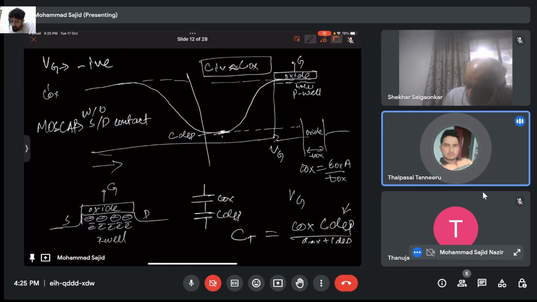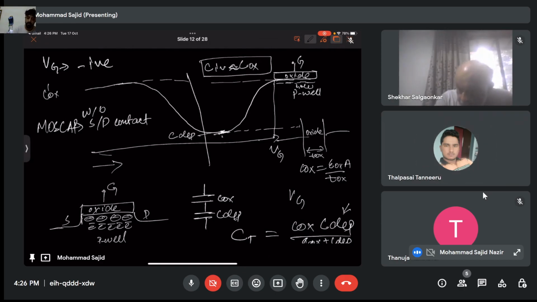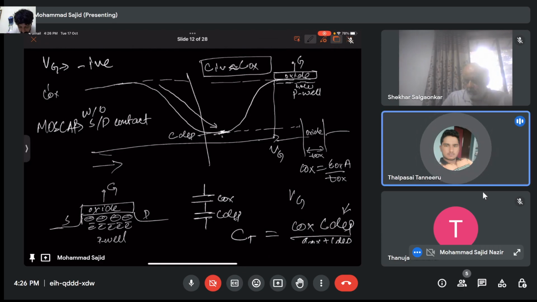Sir, generally, whenever it goes from accumulation to depletion mode, it will decrease, no, sir? In accumulation mode, it is constant, no, sir? In depletion mode, it is decreasing, no? Total capacitance will decrease, right? Yes, sir. Is there any limit? Is there any identification from where to where it is decreasing? Here you can see the transition, right? Yes, sir. Is there any formula like that? Any questions based on that?